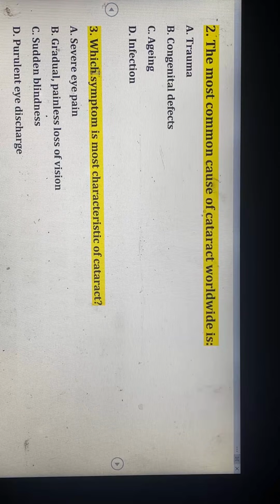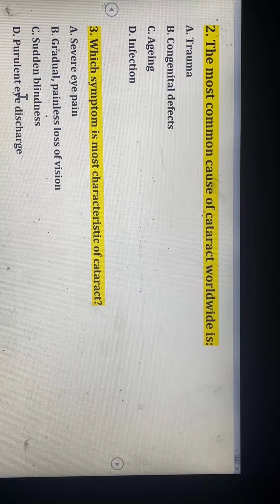Which symptom is most characteristic of cataract? A, severe eye pain. B, gradual painless loss of vision. C, sudden blindness. And D, purulent eye discharge. Which symptom is the most characteristic feature of cataract? We have A, severe eye pain. B, gradual painless loss of vision. C, sudden blindness. And D, purulent eye discharge.